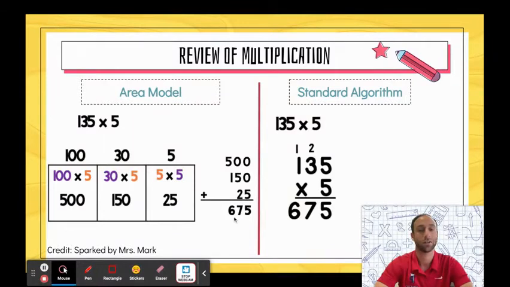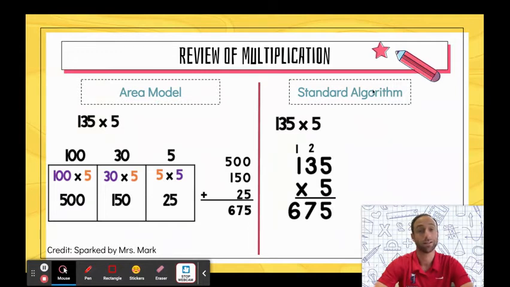If I add them all up together, 500 plus 150 plus 25, I get an answer of 675. So just like we used a place value chart, okay, or a vertical number line, or our CUBES acronym, we're going to be using this area model to help simplify multiplication of multi-digit numbers for ourselves.